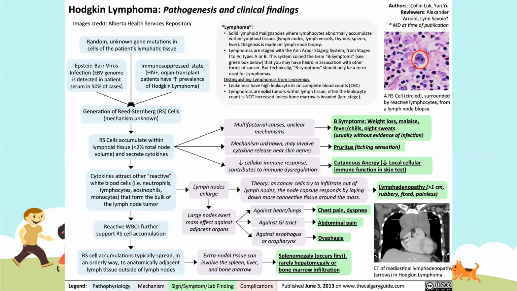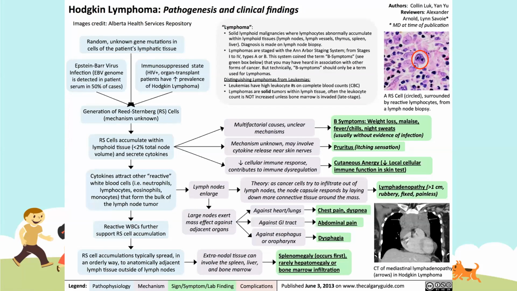Next, we go to the pathogenesis and clinical findings of lymphoma. This figure is the simplified version of the pathogenesis and also the clinical findings. For Hodgkin lymphoma, as I said before, the common cause is Epstein-Barr virus. So this will cause generation of Reed-Sternberg cells. The Reed-Sternberg cells can be seen in the figure there. When the Reed-Sternberg cell is generated, it will accumulate within the lymphoid tissues and secrete cytokines.